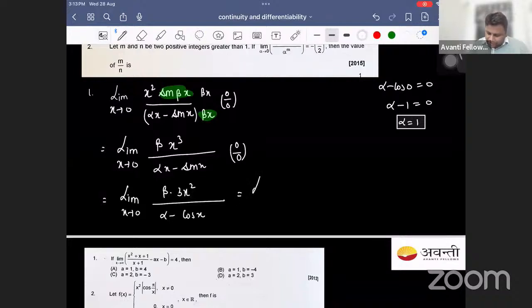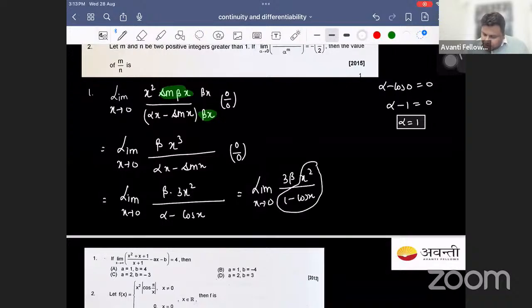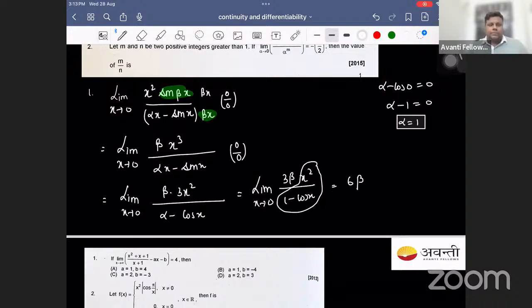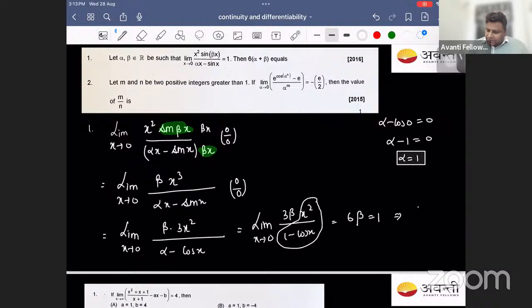Now your question became limit x approaches 0, 3 beta x square upon 1 minus cos x. If you remember, I have told you that this is a very frequently used limit: 1 minus cos x upon x square, answer comes half. So x square upon 1 minus cos x, answer will be 2. So this is equal to 6 beta. Am I clear? And this limiting value is given to me as 1. That means 6 beta is 1.